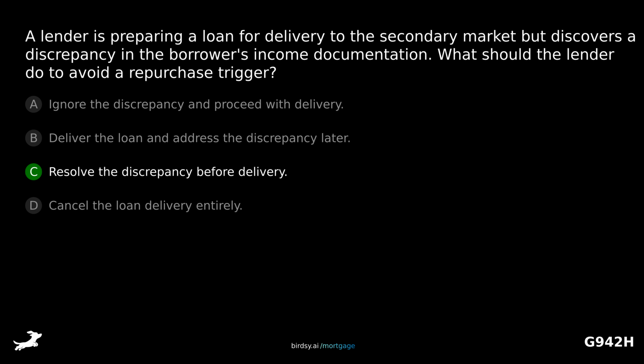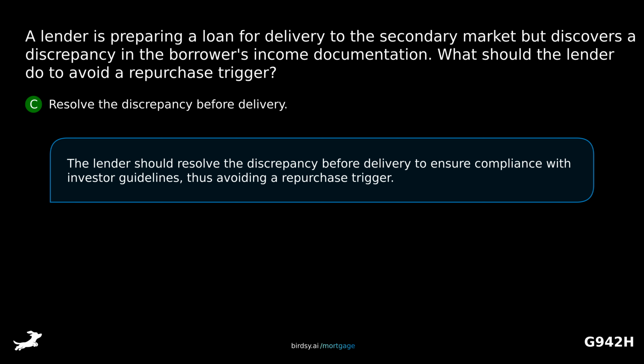The answer is C. Resolve the discrepancy before delivery. The lender should resolve the discrepancy before delivery to ensure compliance with investor guidelines, thus avoiding a repurchase trigger.